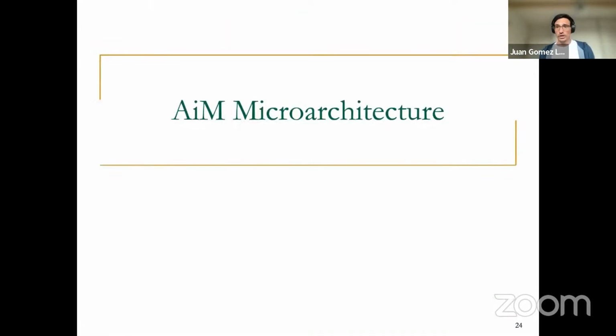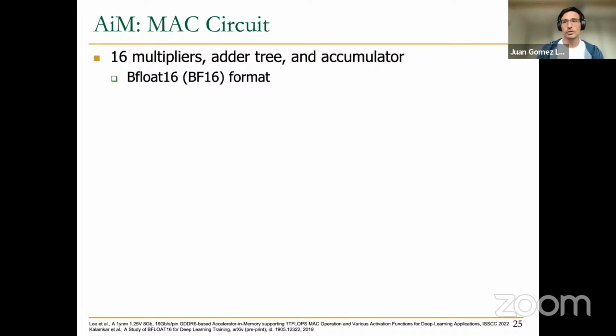So now we are more or less familiar with how the AiM system is configured, and also what the new commands are that have been added by SK Hynix to the GDDR6 commands. Now we are going to take a look at some details of the microarchitecture that are in their paper and also their conference presentation, and I think that they are pretty interesting to discuss. So first of all, let's talk about the more important and representative addition to the GDDR6 die, that is the MAC circuit that allows us to perform operations like dot product or matrix-vector multiplication. This MAC circuit is composed of 16 multipliers, an adder tree, and an accumulator, and it operates using the bfloat16 format.